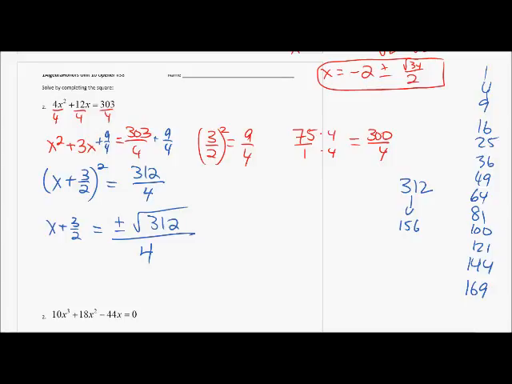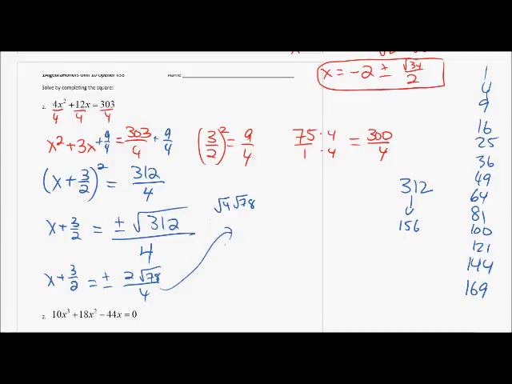No. 25, no. 16, no. 9, no. 4? Yes, 4 goes in, 78 times. So I could write this as plus and minus the square root of, since this is the square root of 4 times the square root of 78, I could write it as 2 square root of 78 all over 4.